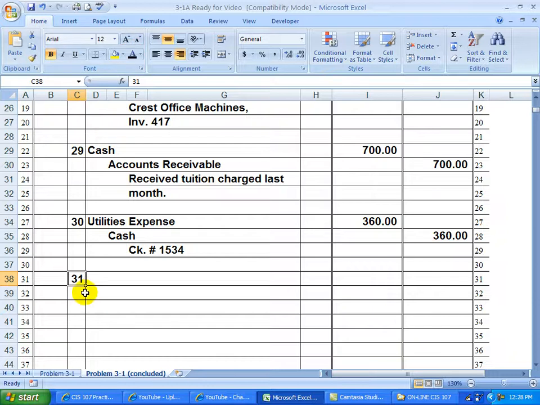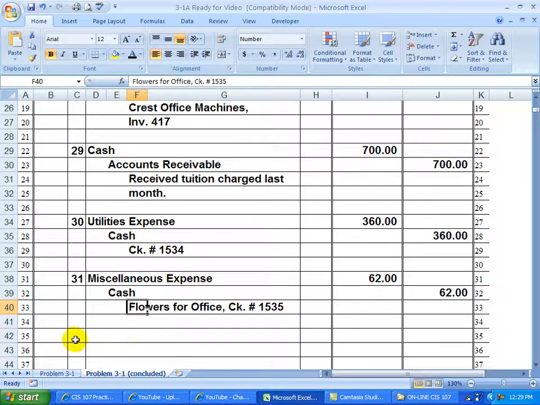The next one on the 31st, skipping a line here, bought flowers for the front office. So this is on the 31st. If you buy flowers, it's going to go into miscellaneous expense. Expenses are increased by debiting them. And in this case, we wrote a check, so our cash is going down by 62. And then we would need to have an explanation saying where we spent the money for flowers and the check number.